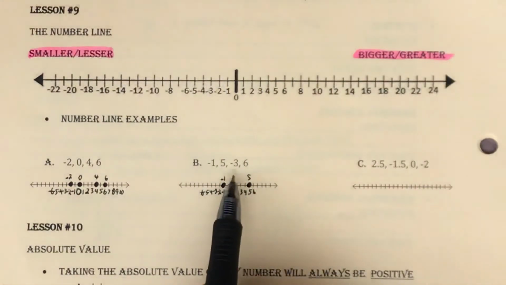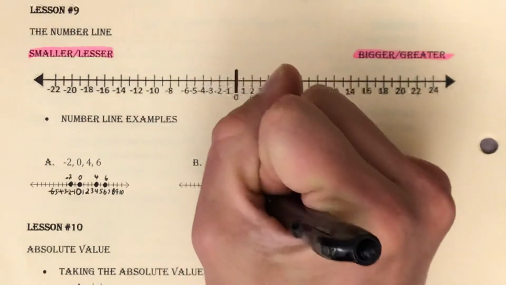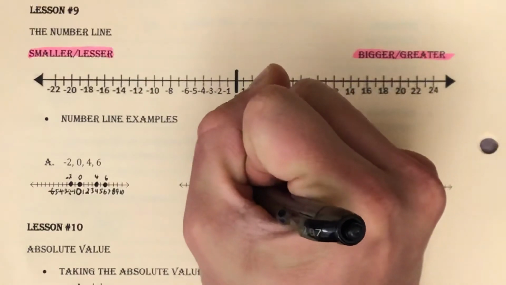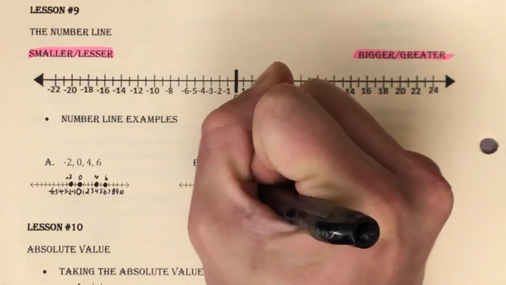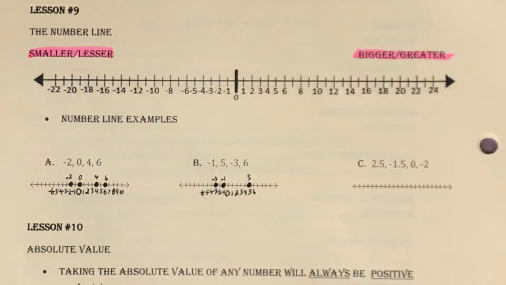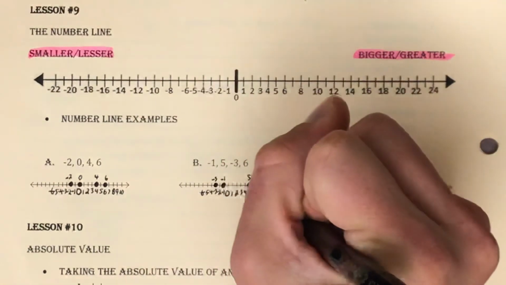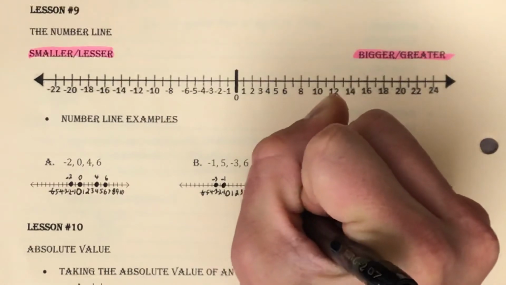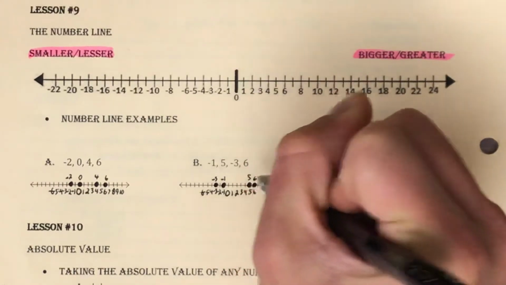My next number in the list is -3, so I'm going to go to 0, left 3, and that's -3 right there. Again, I'm going to label it to make it obvious, which it is. And then last number on my list is 6, so again at 0, right 6, draw my filled in circle, and label it with 6.